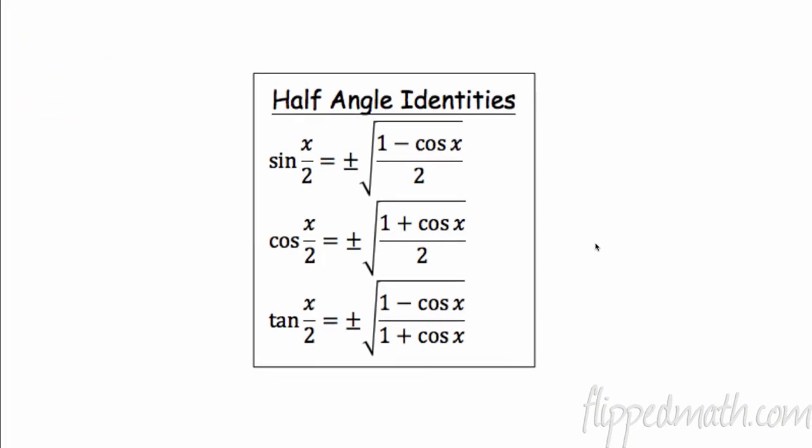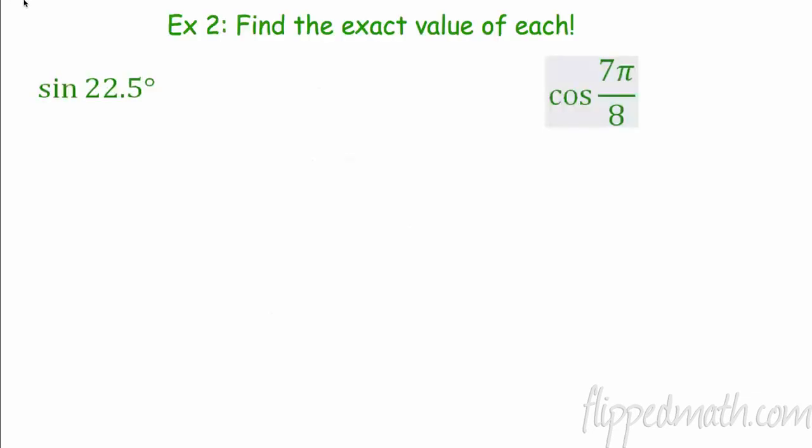So these are our half angle identities. Make sure you write those down, have them good and clear. We're going to have to make choices, plus or minus, based on what quadrant these are in, right? All right, so let's take a look. Let's try one out here. Find the exact value of each.